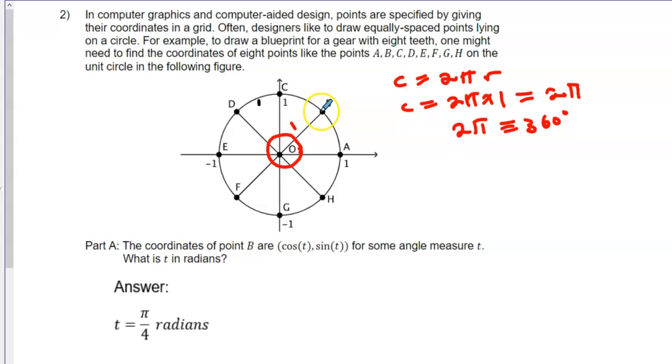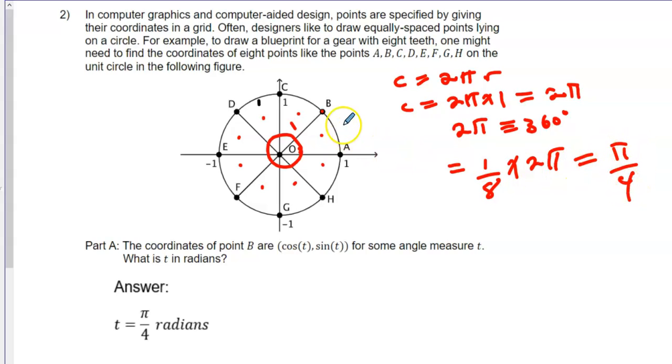Now, if you look at the points, we have 1, 2, 3, 4, 5, 6, 7, 8. So this point B is just 1/8 of the total circumference. So it becomes 1/8 of 2 pi, and this is equal to pi on 4. So at this point where we have cos t and then sin t, t is equal to pi on 4 radians as below.